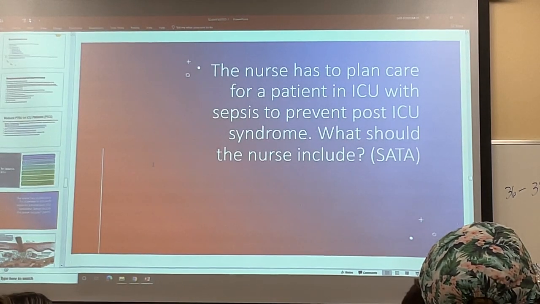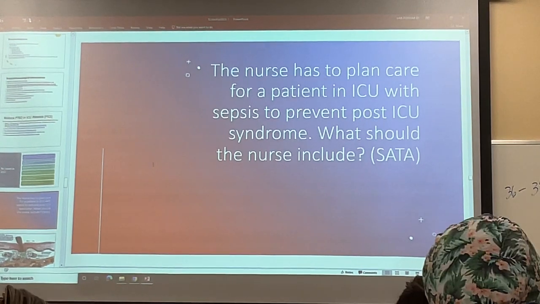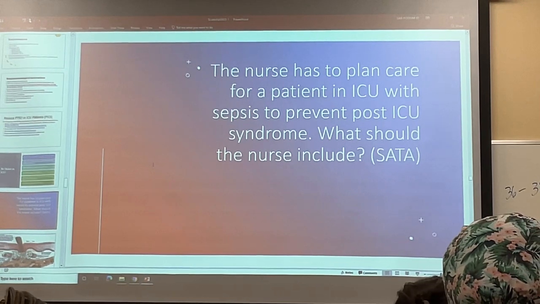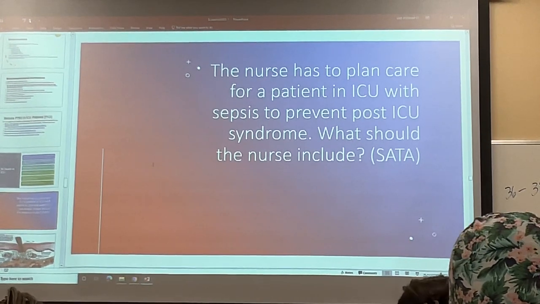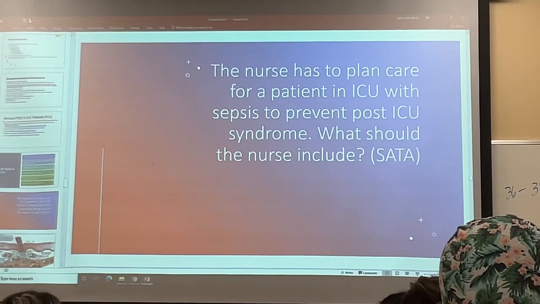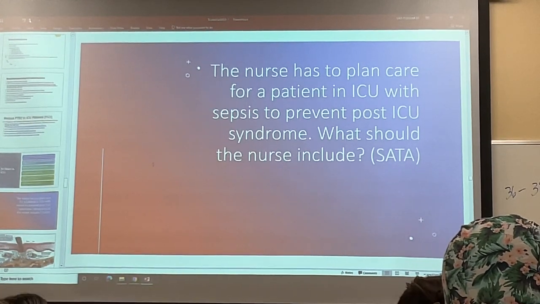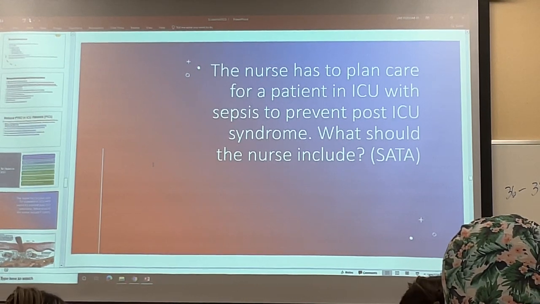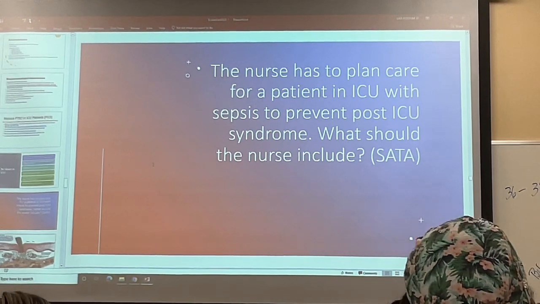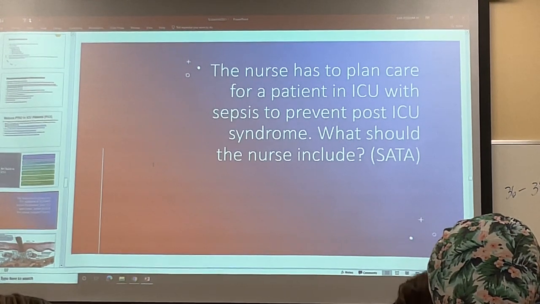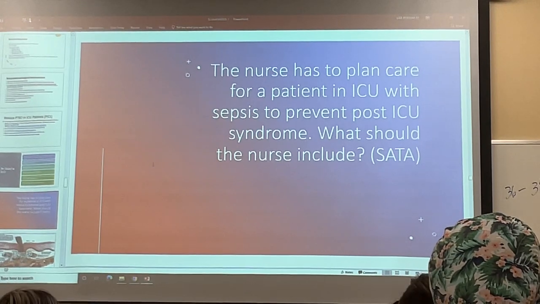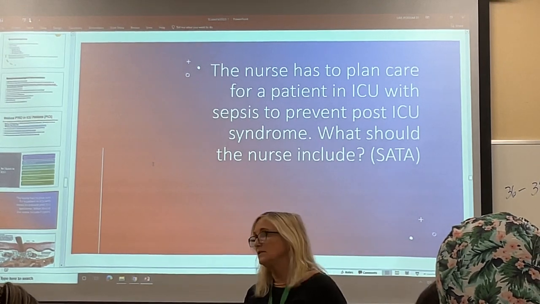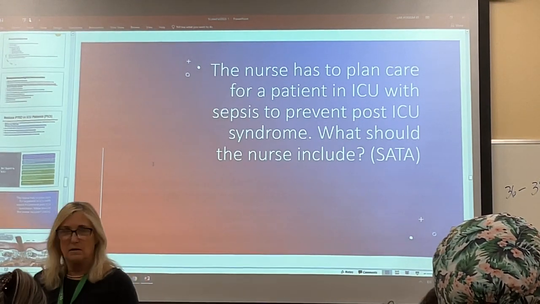So somebody texted me and said your test questions that you use in class are not application level. I want to point out that this is an application level question. If I give you this question: the nurse has to plan care for a patient in the ICU with sepsis to prevent post-ICU syndrome, what should the nurse do? Select all that apply. I'm going to give you a list of things to do, but I'm going to make it even harder. It's going to be fill in the blank. What would they do? So I need y'all to answer. What will we do to prevent post-ICU delirium syndrome?